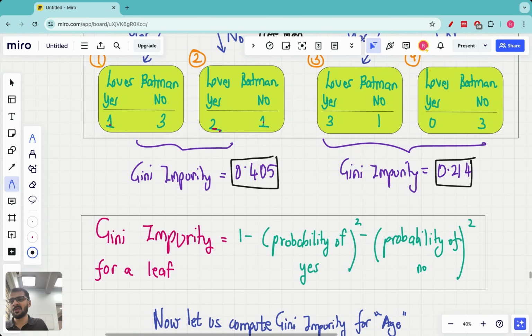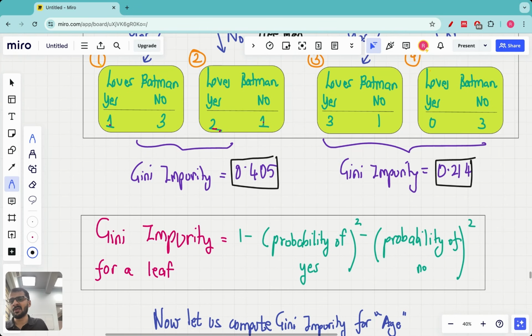That's why when we decide the root node, loves cartoons should definitely be given more priority over the loves movies question. Why? Because if we have more impurity, it means we are not doing a good job of classifying whether the person loves Batman or not. In loves movies, the impurity is 0.405, which is almost two times that of the loves cartoons question. So in the last class, we reached the conclusion that we should definitely prioritize loves cartoons as the root node more than loves movies.